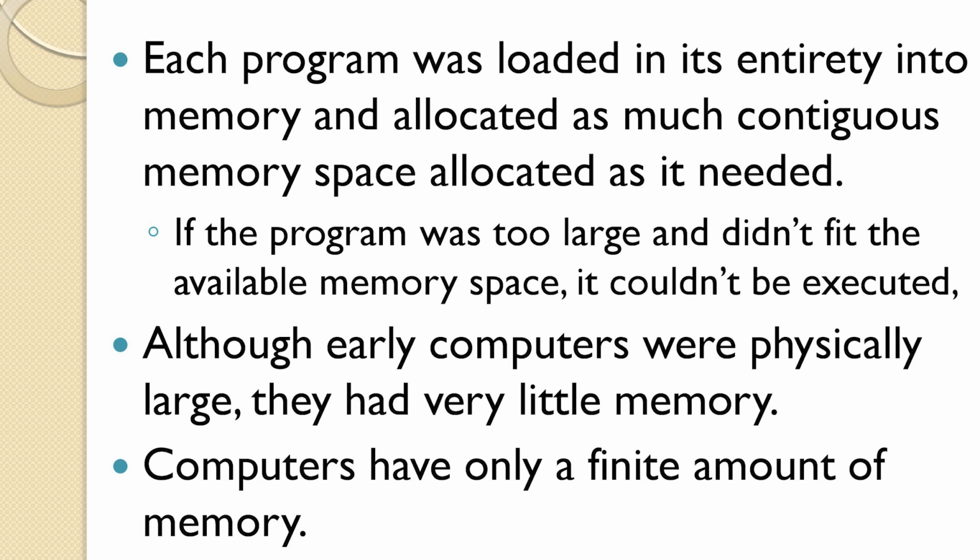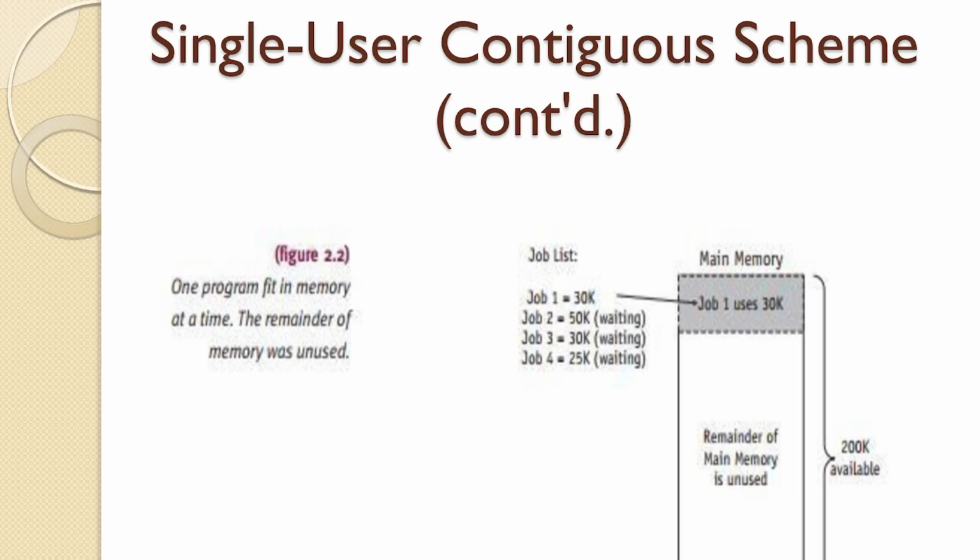Although early computers were physically large, they had very little memory. Computers have only a finite amount of memory. So we will see the diagram for the single user contiguous scheme. The main memory is 250K. Then four jobs are there. Job 1 is 30K, job 2 is 50K, job 3 is 30K, then job 4 has 25K.